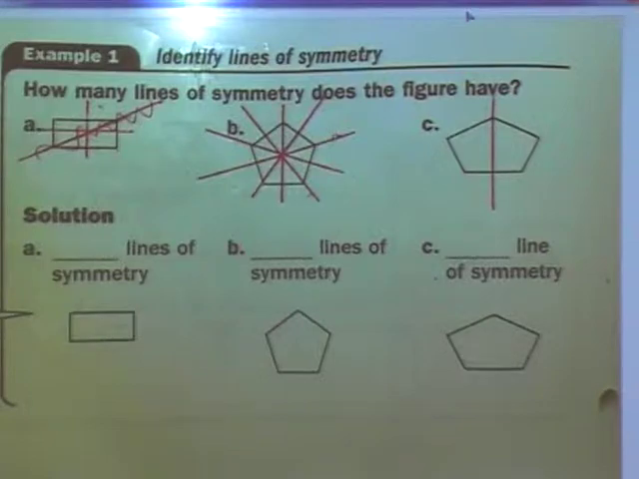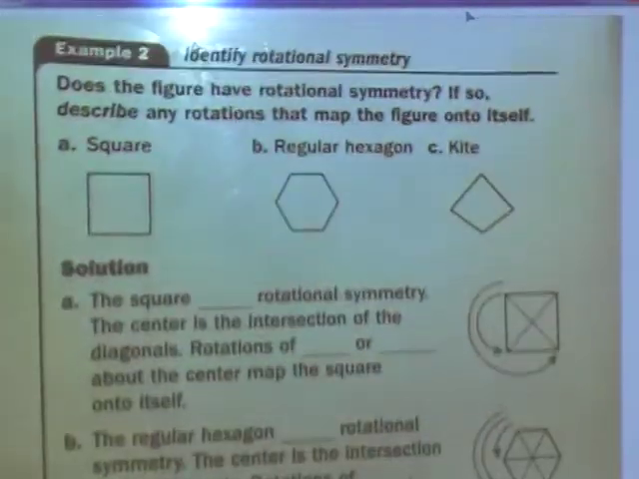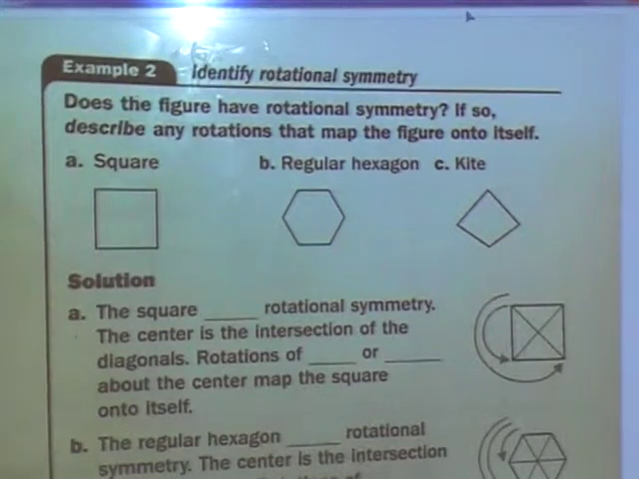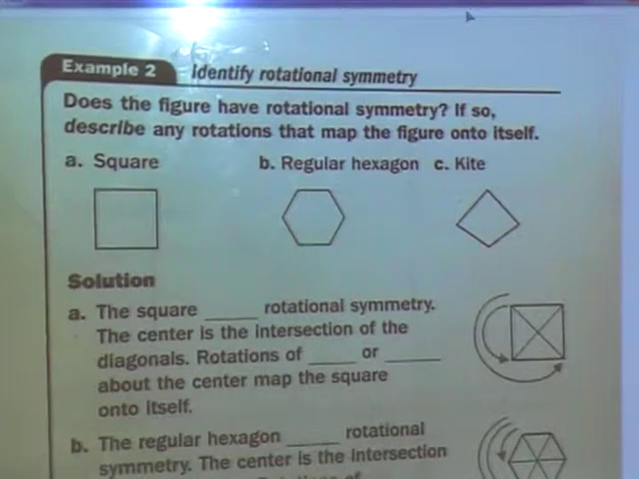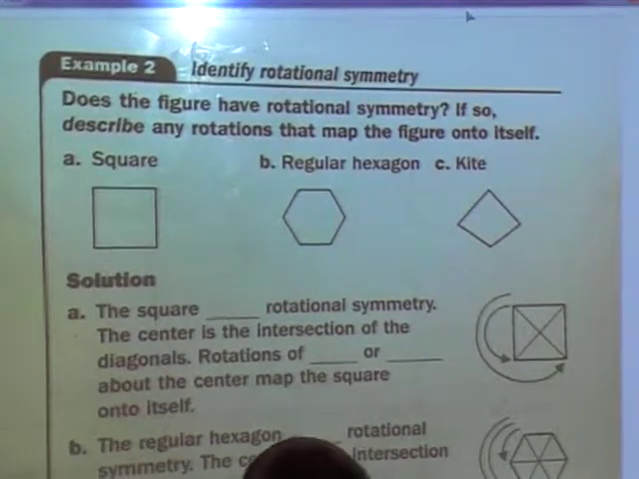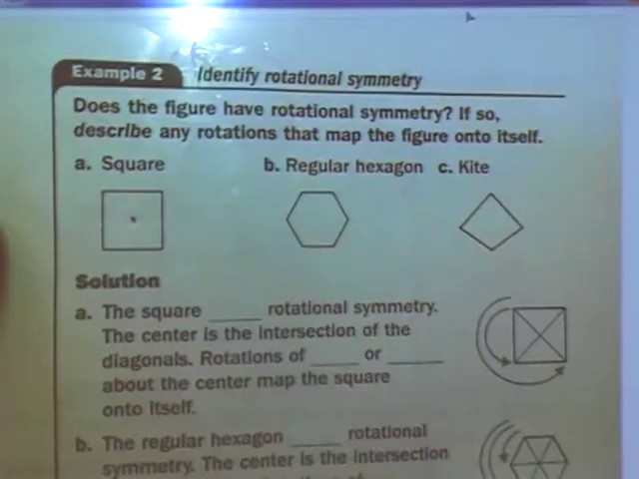Got it? Easy. Those are lines of symmetry. Alright, so let's just talk about rotational symmetry. Start at the top here. Does the figure have rotational symmetry? If so, describe any rotations that map the figure onto itself. Description means how many degrees. So how do we figure that out? A point of symmetry is what it's rotating around.